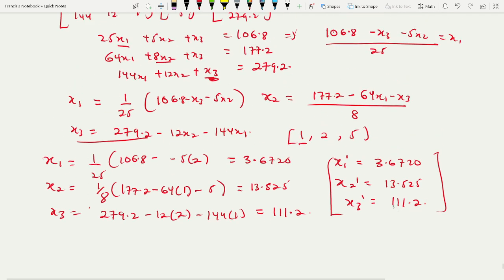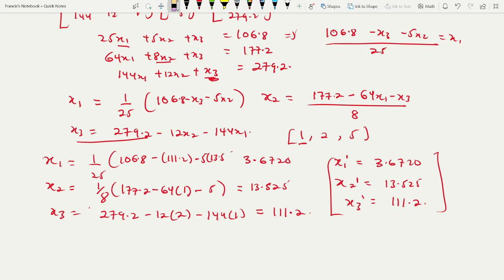So at this point, you see here was 106.8 minus x3. Our new x3 now is 111.2. So I'll simply have 106.8 minus open brackets 111.2, then minus 5. Our x2 is 13.525, right? So this is the new iteration I'm writing here.